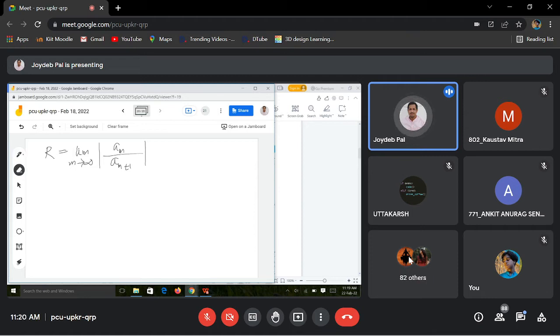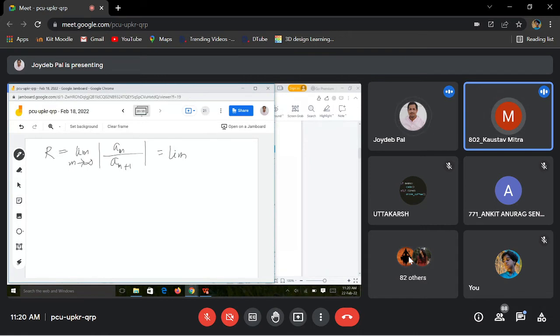There is a formula, this formula. What I have written and what is written in the book is 1 by limit m tends to infinity modulus of a_m plus 1 by a_m. Both are same, I told you. Now put these values of a_m and a_(m+1). Sir, the answer is infinity. R is equal to infinity.